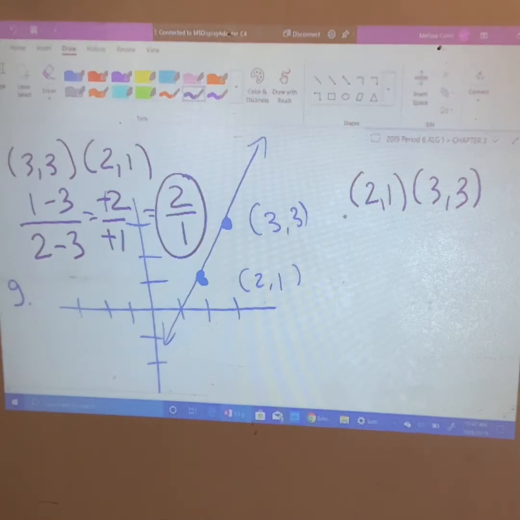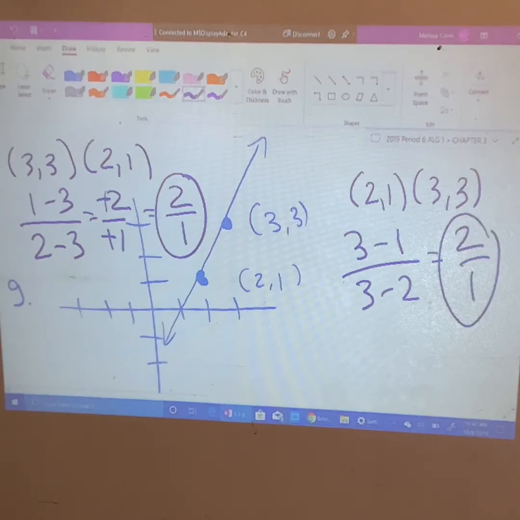So let's check this one. What if I wrote it down in this order? This is 3 minus 1 over 3 minus 2. And when I do the math, I get 2 over 1. Either way, the answer is 2 over 1.